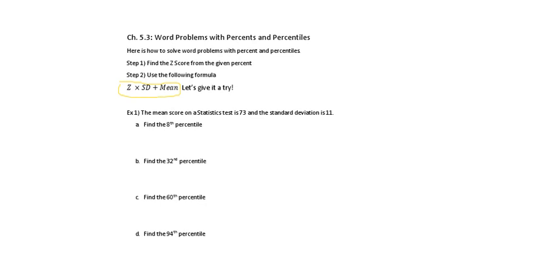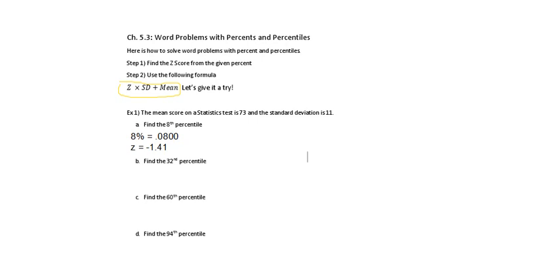Example 1. Mean is 73, standard deviation is 11. Find the 8th percentile. So the very first step is to find the z-score for 8%. 8% is the same as saying 0.0800. And if you look that up, the z-score for 0.0800 is negative 1.41.